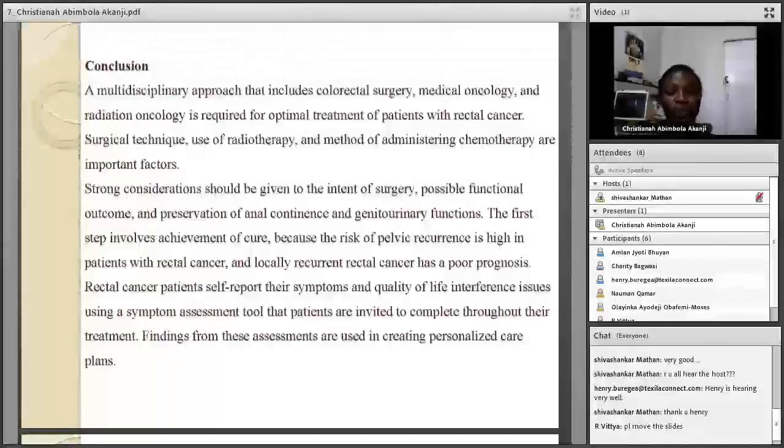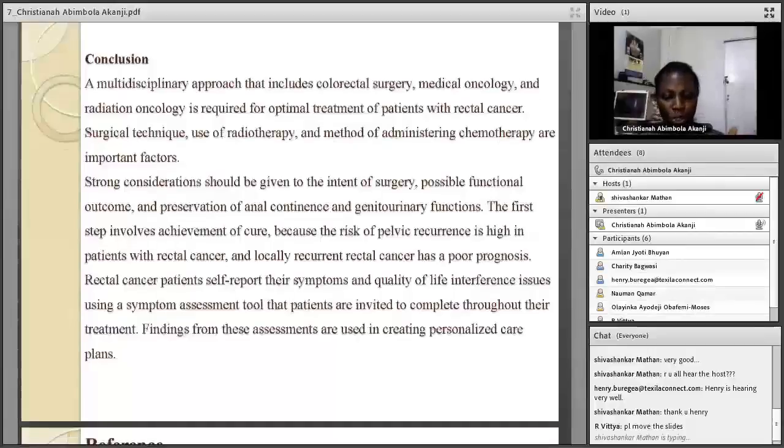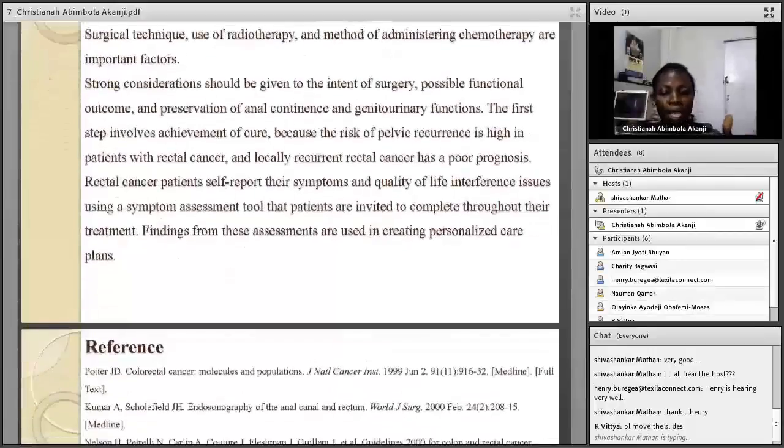Because the risk of recurrence is high in patients with rectal cancer, and locally recurrent rectal cancer has a poor prognosis. Rectal cancer patients self-report their symptoms and quality of life issues using symptom assessment tools that patients are invited to complete throughout their treatment. Findings from those assessments are used in creating a personalized care plan.